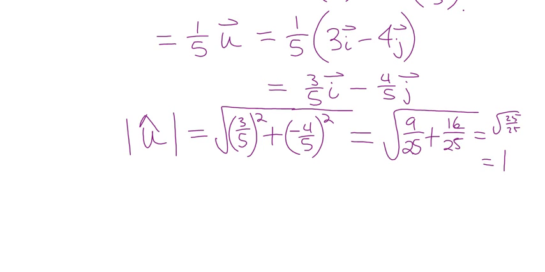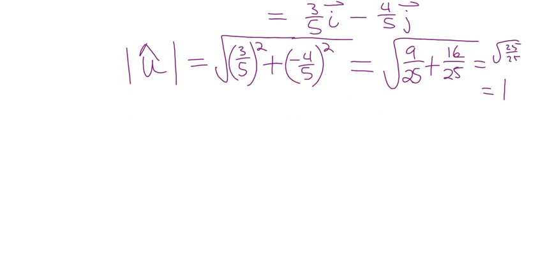But okay, so how do you create a unit vector? You have to find the magnitude of the original vector, and then you multiply it by 1 over the magnitude, and you will get the corresponding unit vector. Because remember, it's still going to be in the same direction, just its magnitude will be 1.